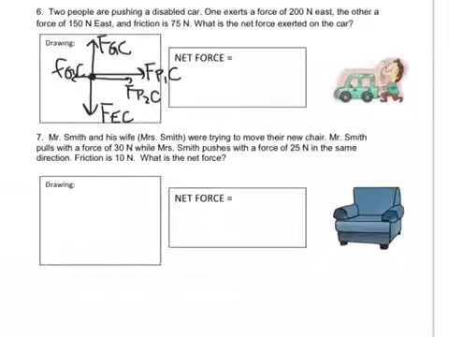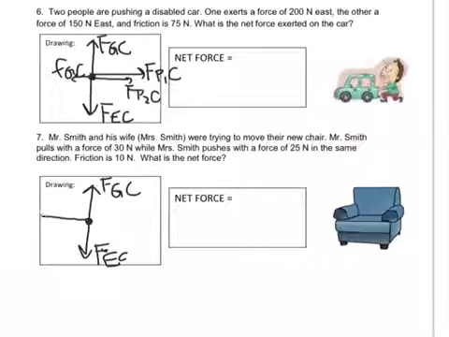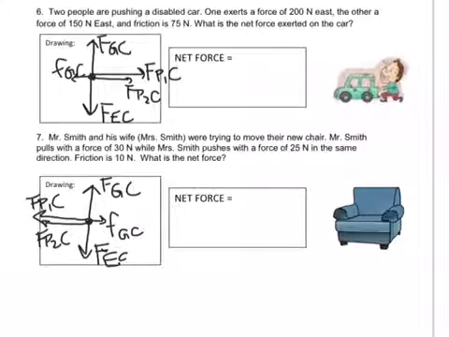So just drawing the force diagram, Earth pulls down on the chair. The ground pushes up with the exact same amount. And Mr. Smith pushes with 30 newtons, and Mrs. Smith pushes with 25. And friction is 10. And that's that for that one.